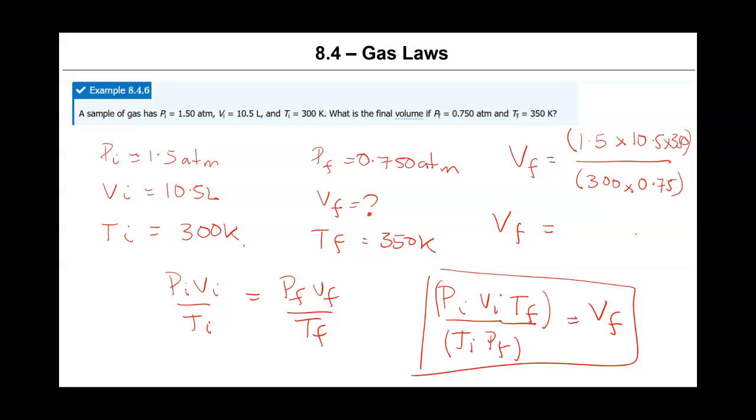And seeing as both of the things that we were doing were going to make the volume go up, we're looking for a number bigger than 10.5. Let's see what we get. And I got 24.5 liters. And so that makes sense to me because I made the pressure go down and I made the temperature go up, and both of those things are going to increase the volume of our gas.